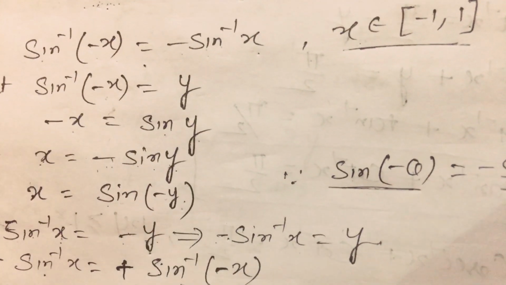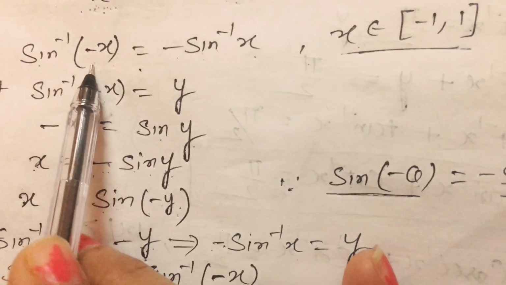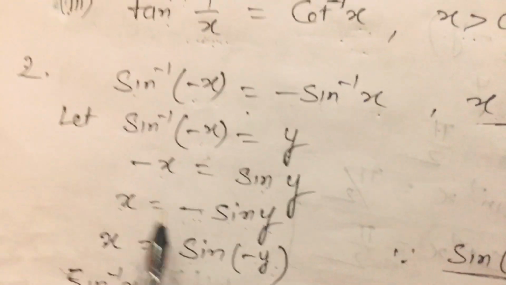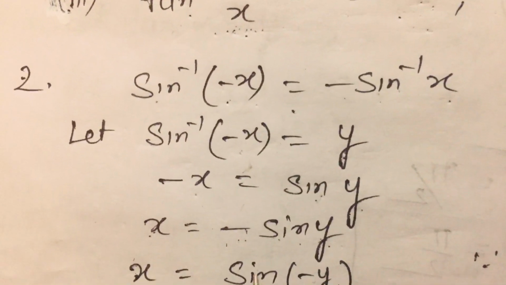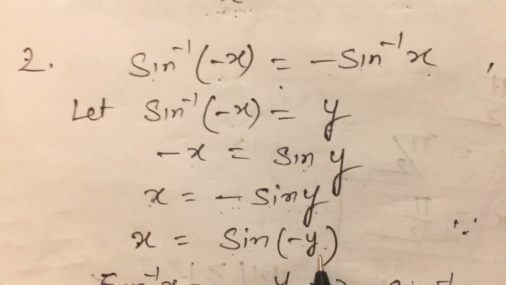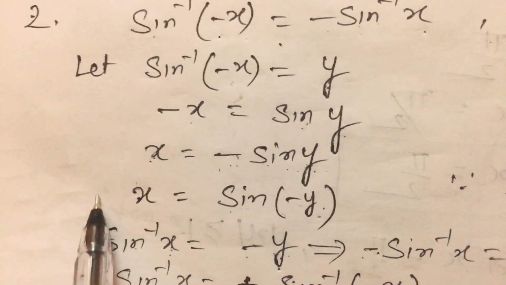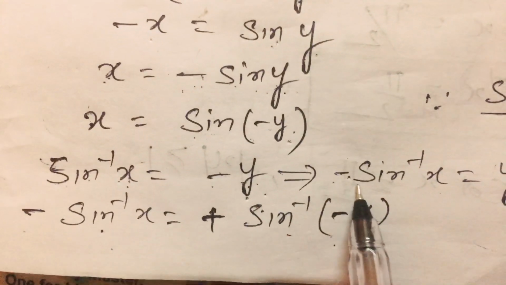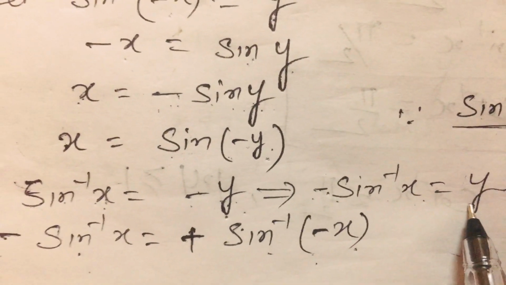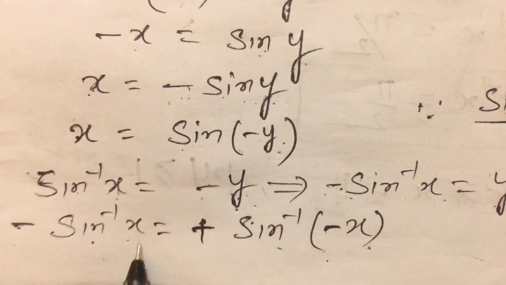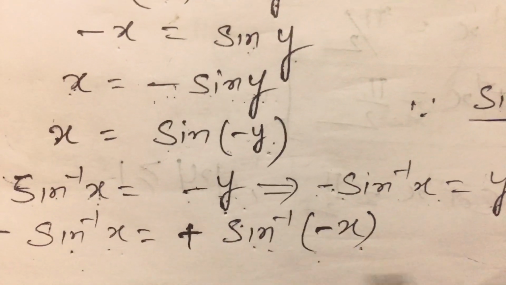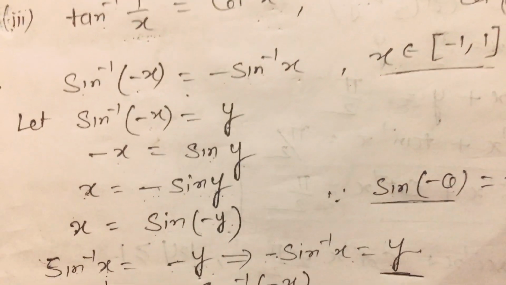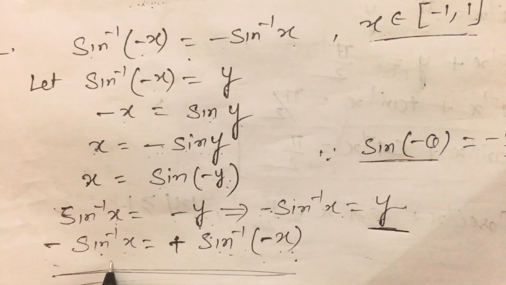So we have proved it. Again I am showing this, taking this as y, and minus x is equal to sine y, and we will take minus on this side, so minus sine y, and minus sine theta we can write as sine of minus theta. Then we will take sine inverse on the left hand side, sine inverse x is equal to minus y. Then, minus on the left hand side, minus sine inverse x is equal to y. So that means minus sine inverse x is equal to sine inverse minus x. So we can write sine inverse minus x is equal to minus sine inverse x.